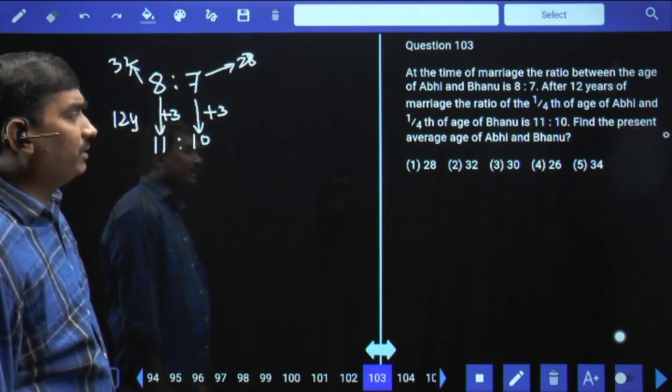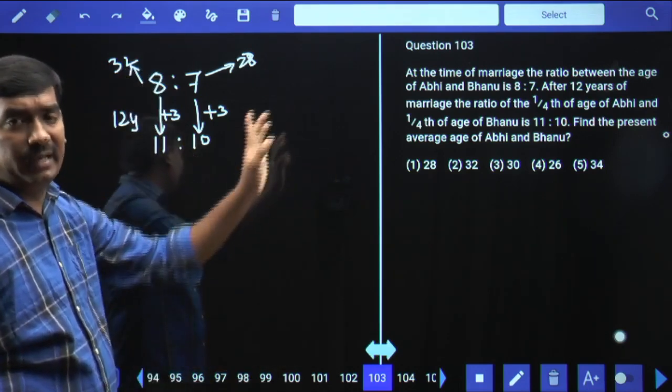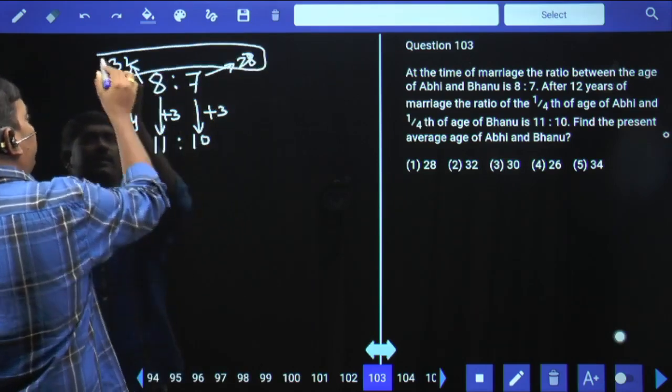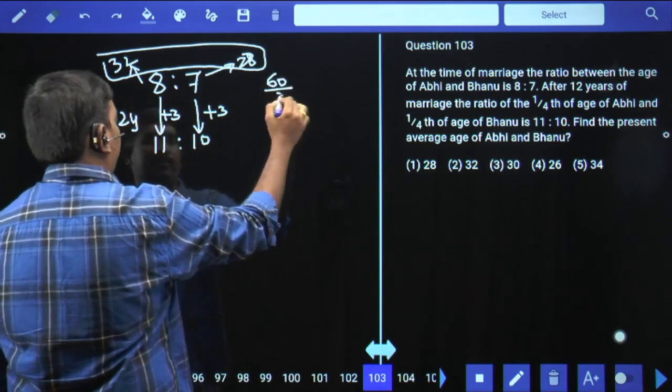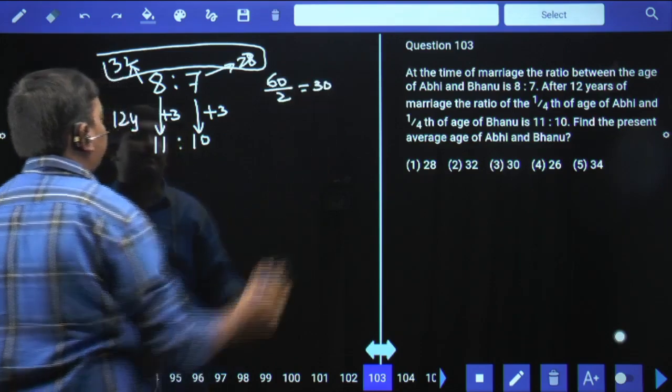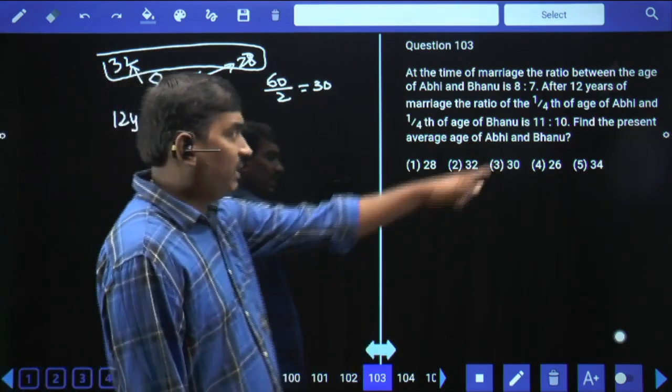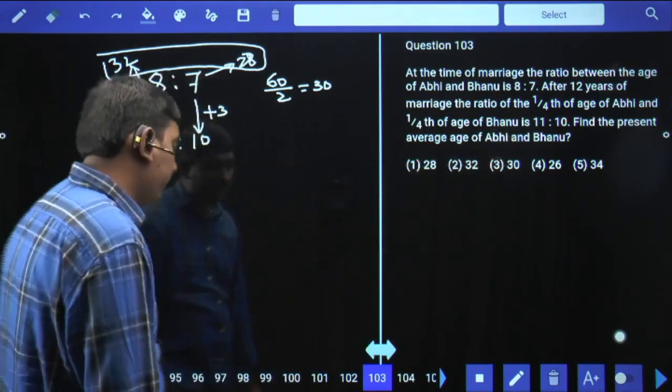Find the average of Abhi and Banu at the time of their marriage. So 32 plus 28 is 60. Average means 60 by 2, 30 is your answer. That is not the present average. At the time of their marriage, the average is 30 years.